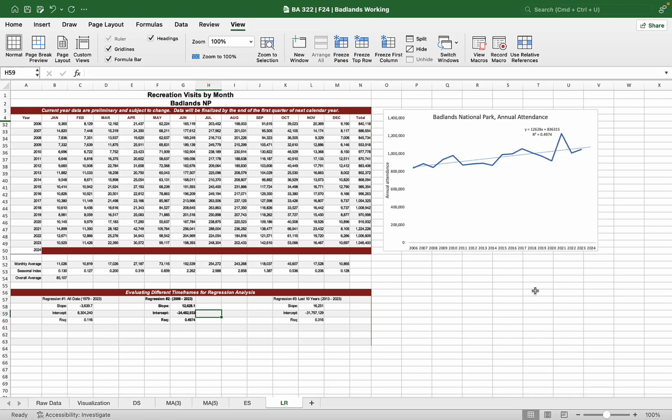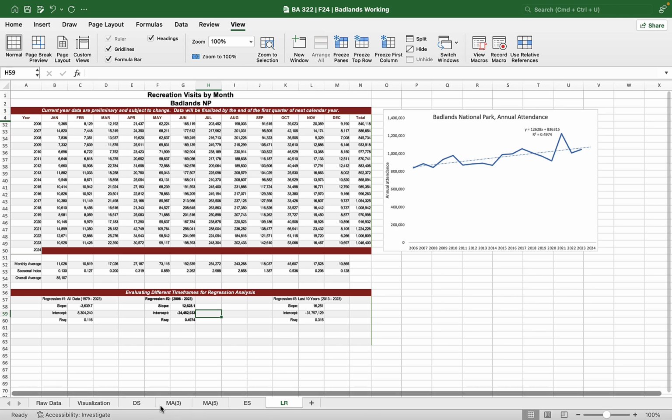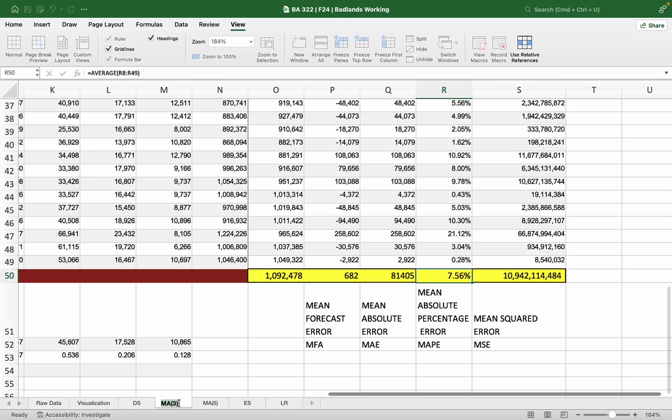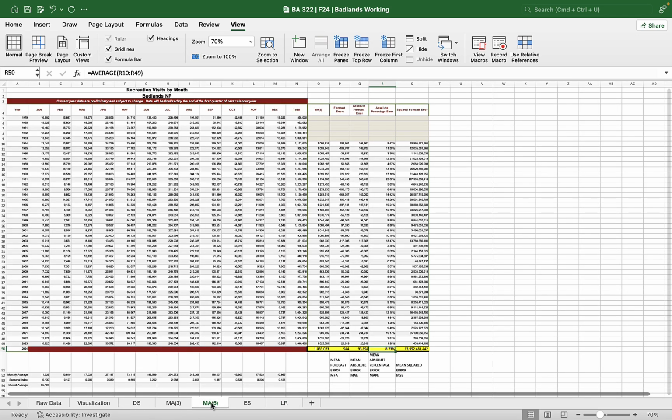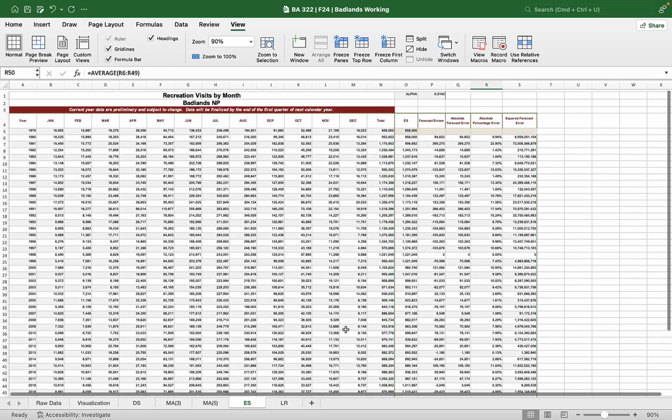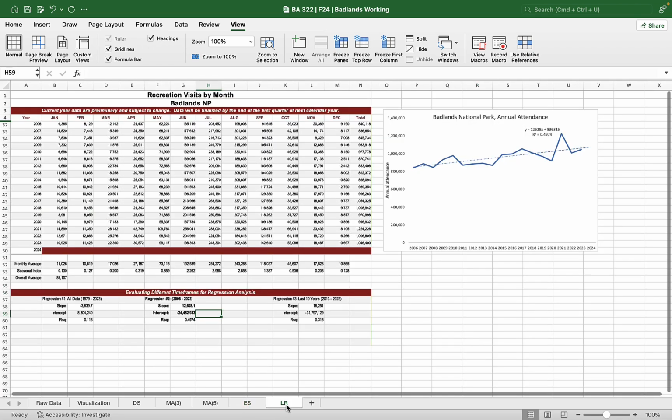In the last video, we compared different time periods in making linear regression models. We chose the one with the highest R-squared because it's the best at predicting what we've got going on in our data. And now we're going to move forward and make a forecast. So if you've been following along, we made a moving average 3 forecast, a moving average 5, an exponential smoothing forecast, and we're about to do linear regression.